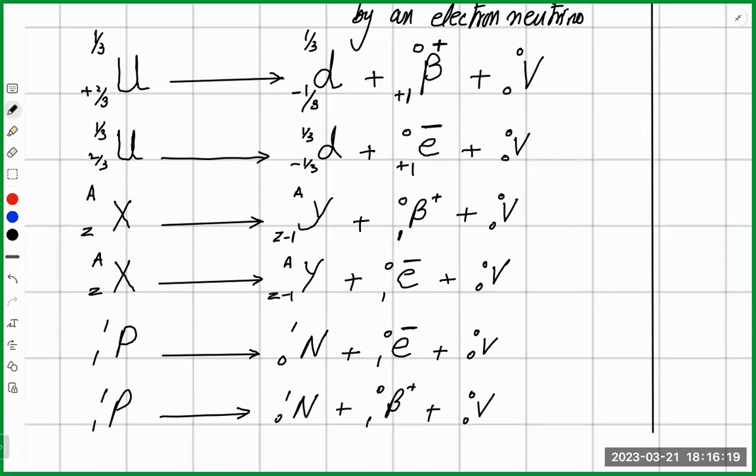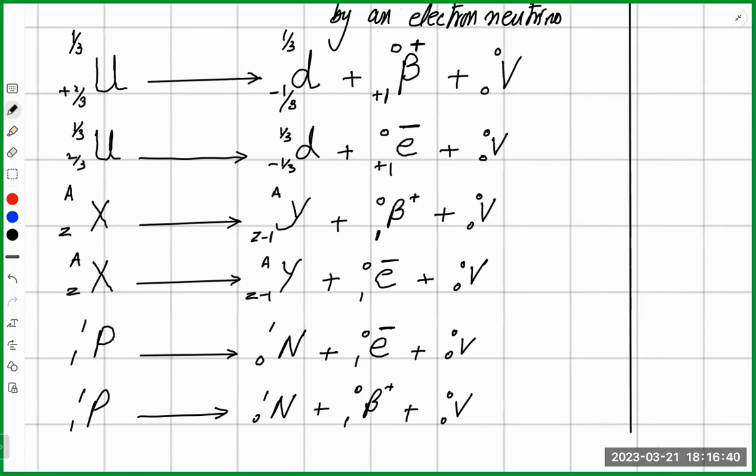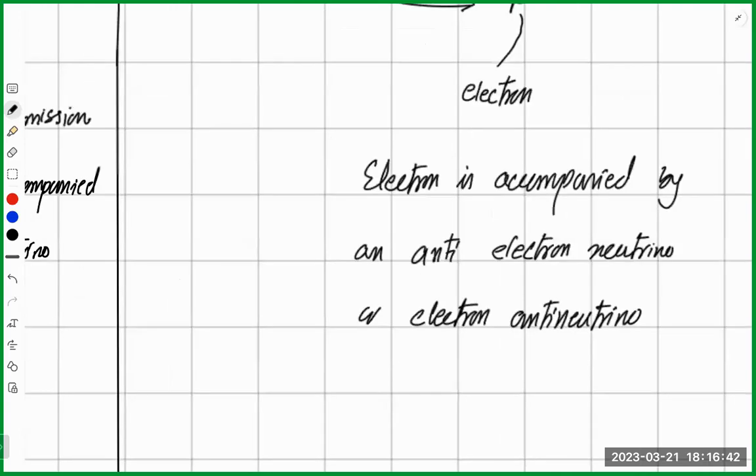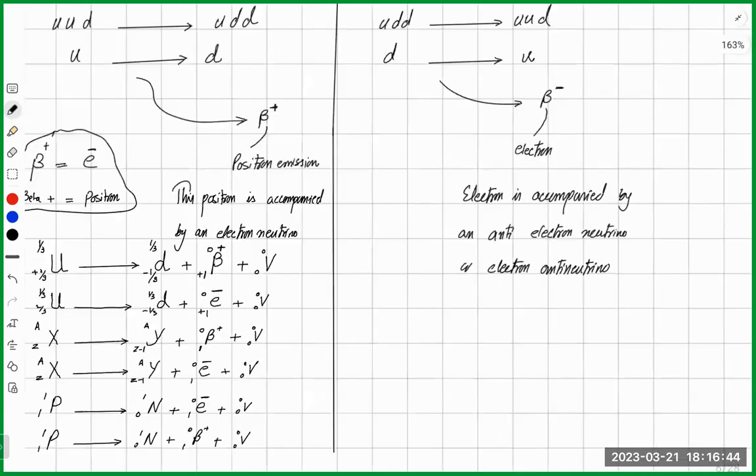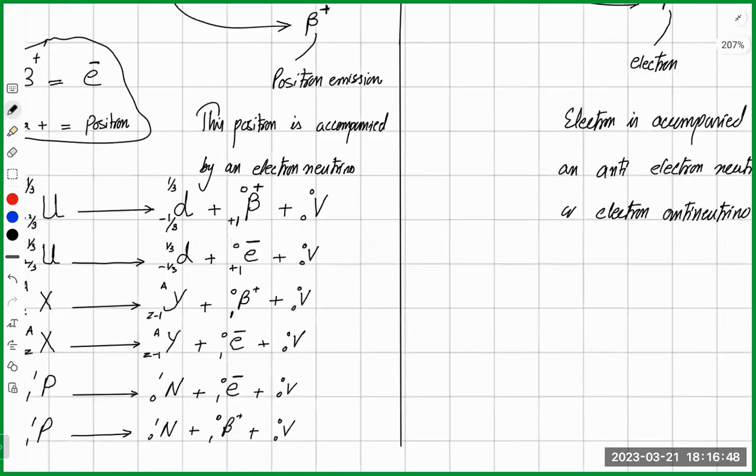Do you all see that? Like, anyone confused? Any confusion? No? No, sir. Good, good. Okay. So who can write the same equations for beta minus emission?